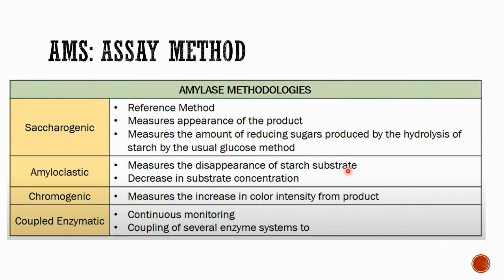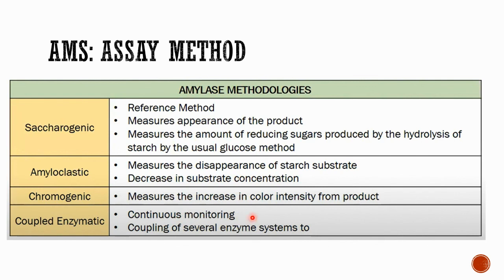So these are the different assay methods. We have saccharogenic, which is our reference method. This one measures the appearance of the product, the amount of reducing sugars produced by the hydrolysis of starch by the usual glucose method. Amyloclastic measures the disappearance of starch substrate, a decrease in substrate concentration.